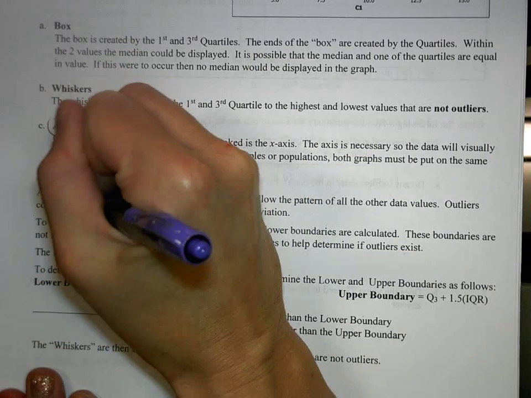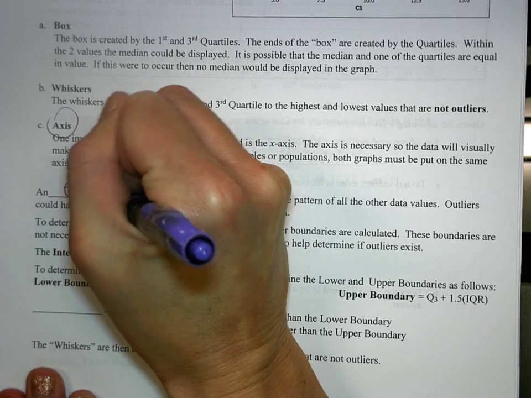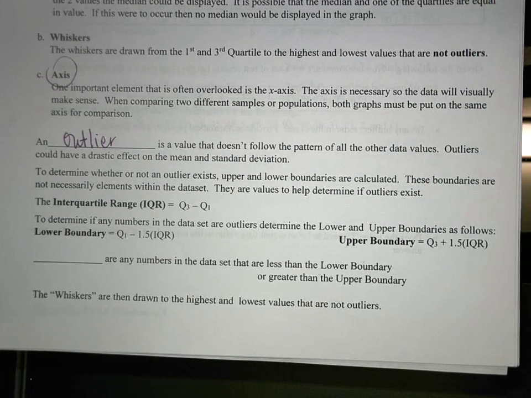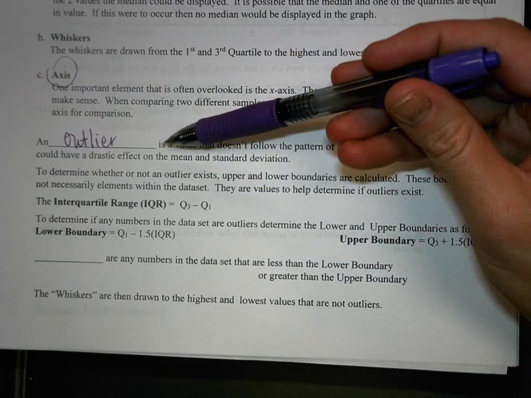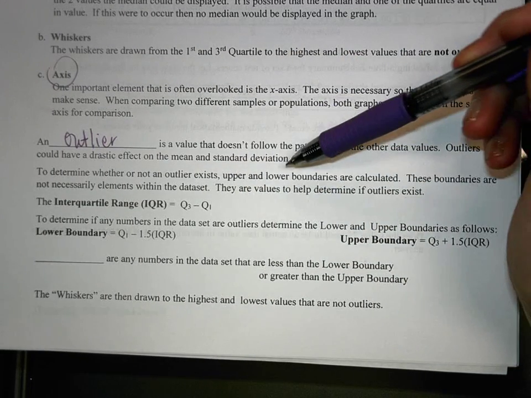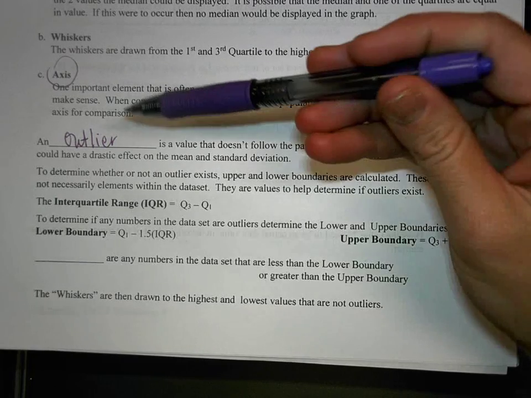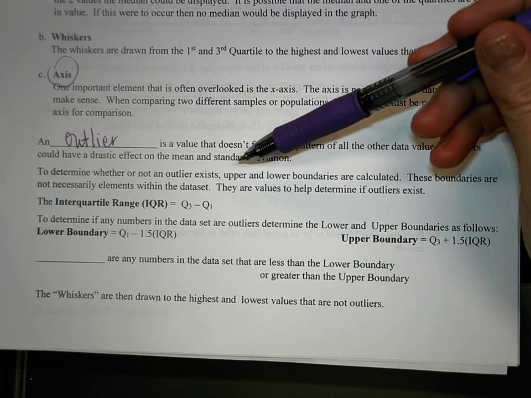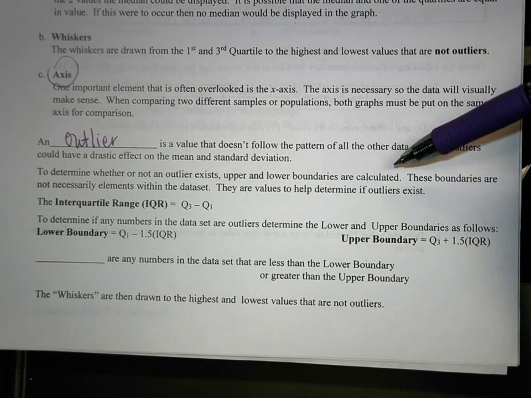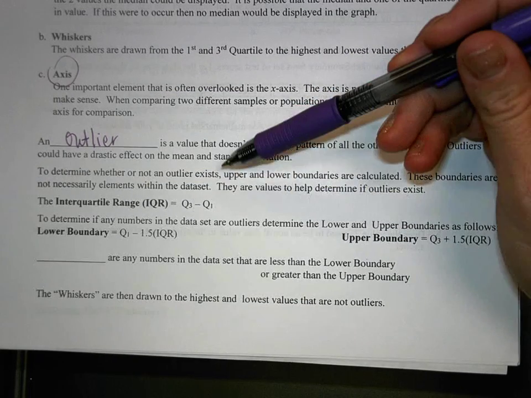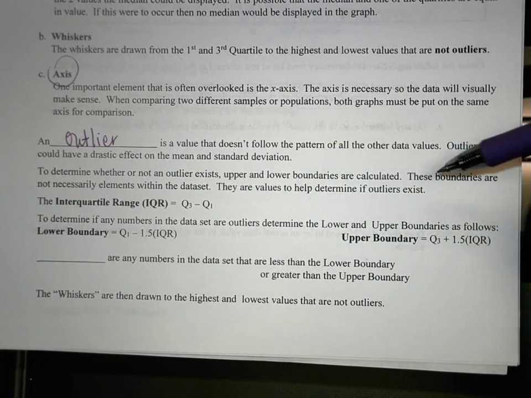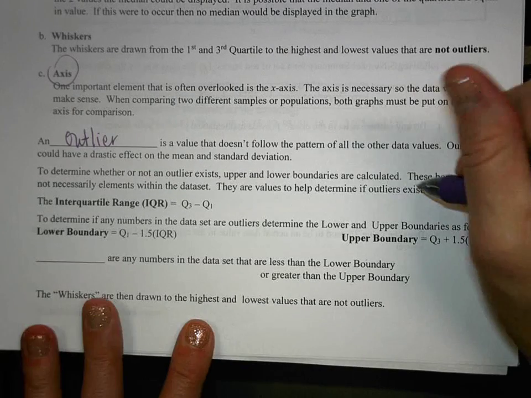Okay, so now getting on to an outlier. An outlier is a value that doesn't follow the pattern of the other data values. Outliers could have a drastic effect on the mean and standard deviation. To determine whether or not an outlier exists, upper and lower boundaries are calculated. These boundaries are not necessarily elements within the data set. They are values to help determine if outliers exist.